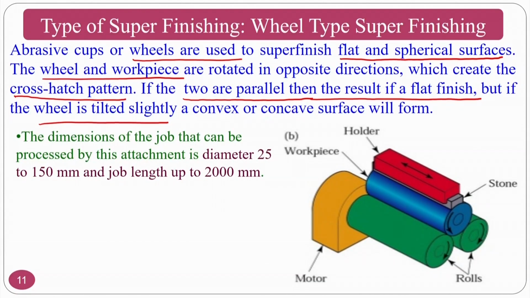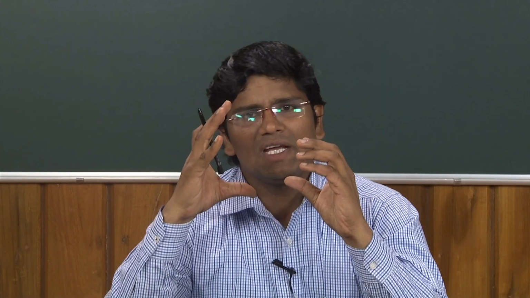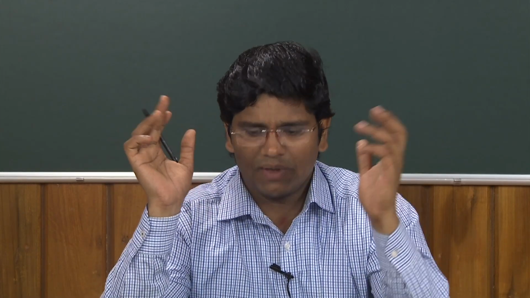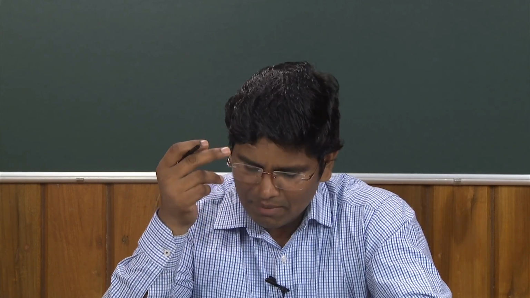Okay. So, the dimensions of the job can be varied from a diameter of 25 to 150 mm and the length is 2000 mm. That means you can do the super finishing operation using this particular method with diameters ranging from 25 to 150, and the length will be approximately 2 meters. Okay, that is 2000 mm you can do.